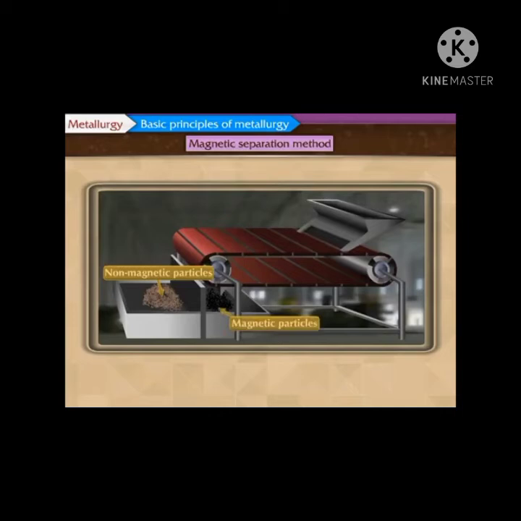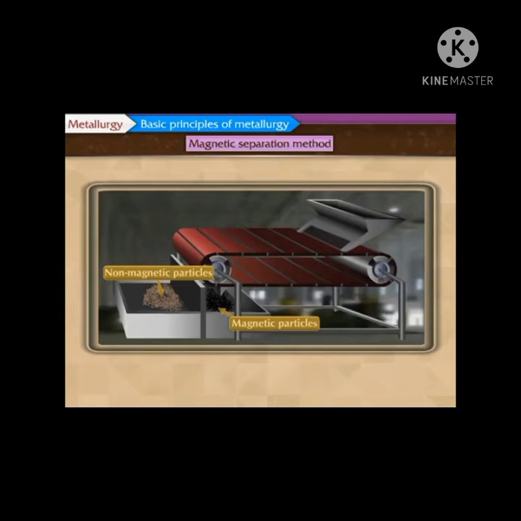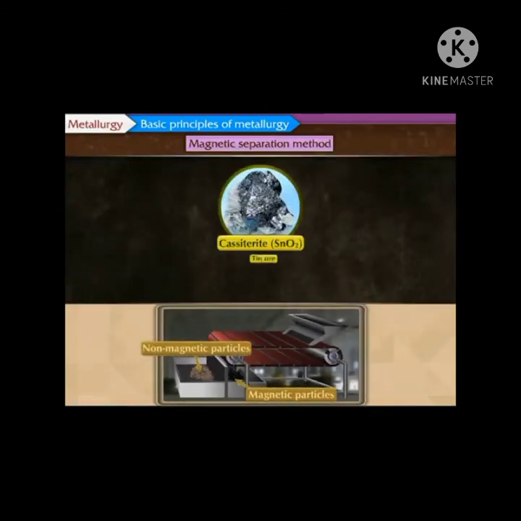The particles of the magnetic ingredient of the ore stick to the magnetic roller and fall in the collector vessel near the belt. This technique is used to separate components of a mixture which are magnetic in nature. By this technique, magnetic particles can be separated from the non-magnetic particles of the ore.